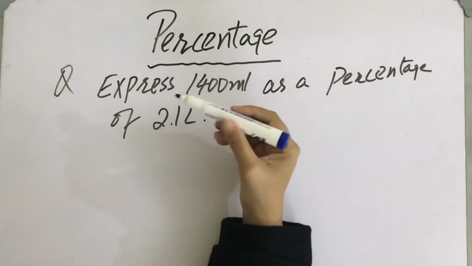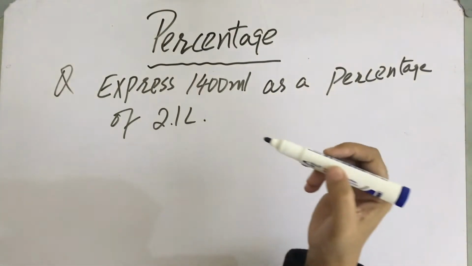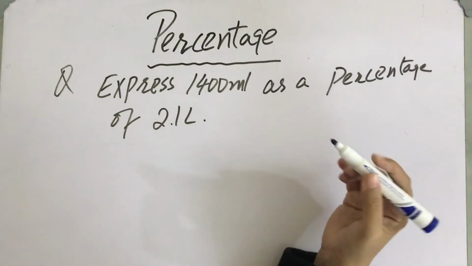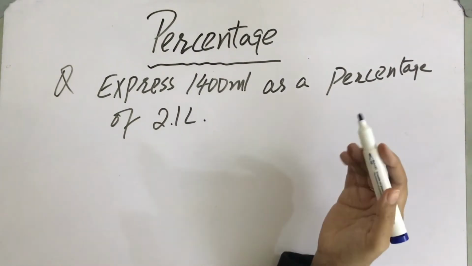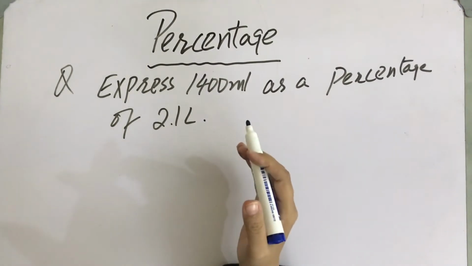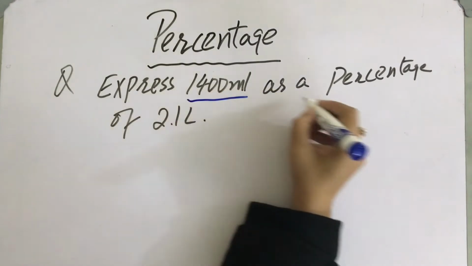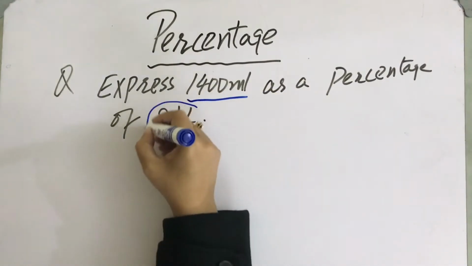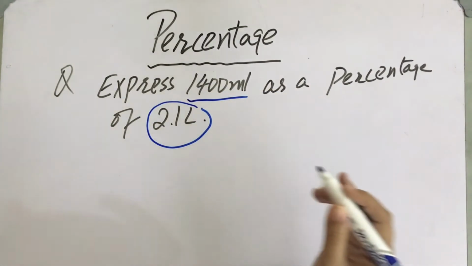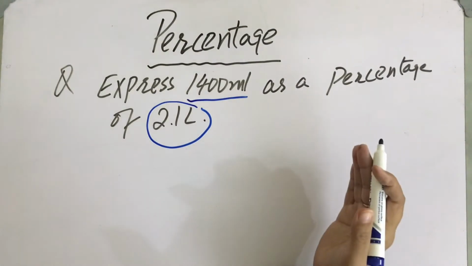Another type of question, express 1400 ml as a percentage of 2.1 liters. As you have noticed, in the last question we had female teachers and male teachers and we took the total 120 as a denominator to find the percentage. But here we have to express 1400 ml as a percentage of 2.1 liters. So 2.1 liters will be our denominator, but we shall also convert this 2.1 into milliliters.